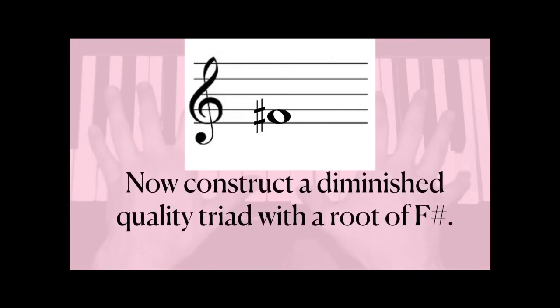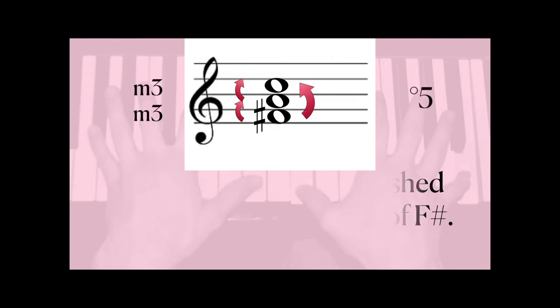Now construct a diminished quality triad with a root of F sharp. We start by adding our other 2 pitches. We know we need a minor third on the bottom and a minor third on the top and a diminished fifth between the root and the fifth in order for this to be a diminished quality triad.